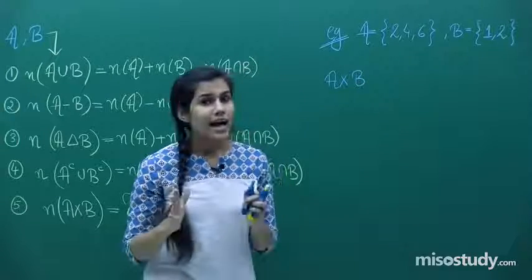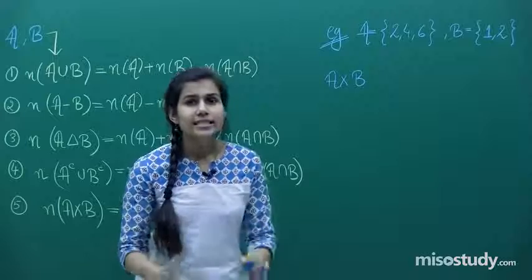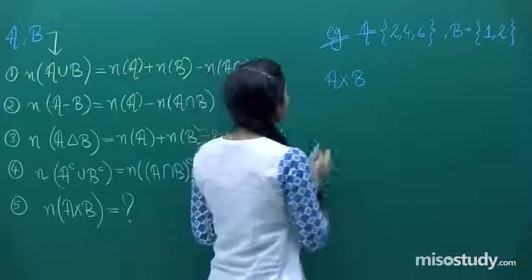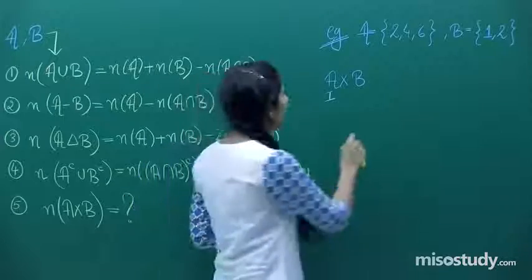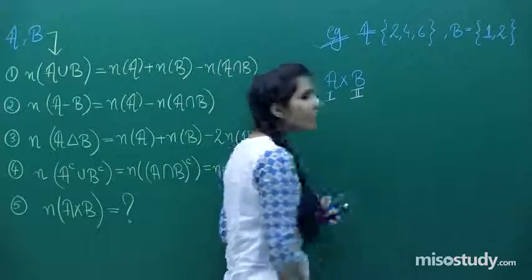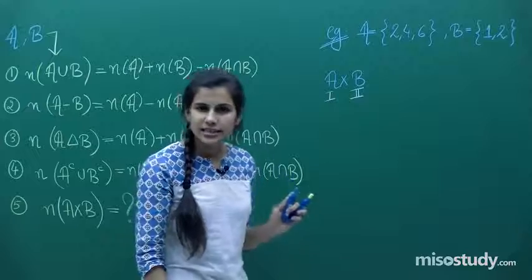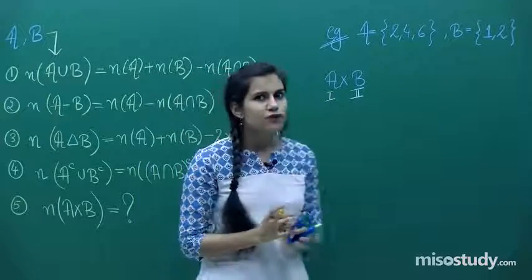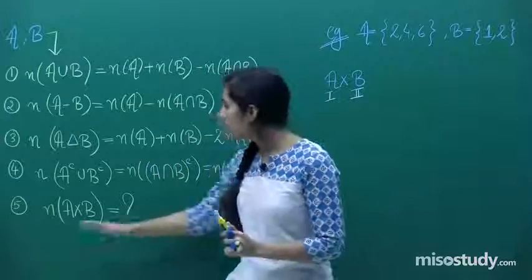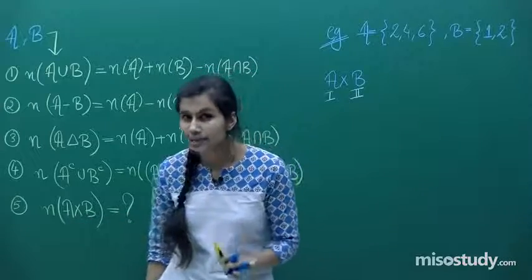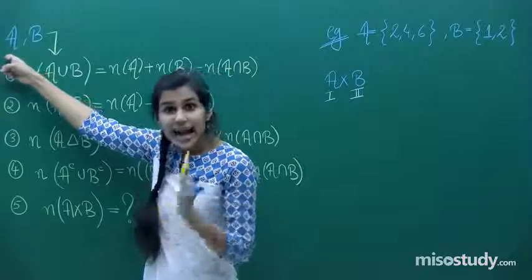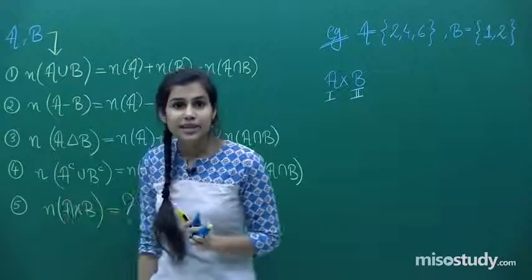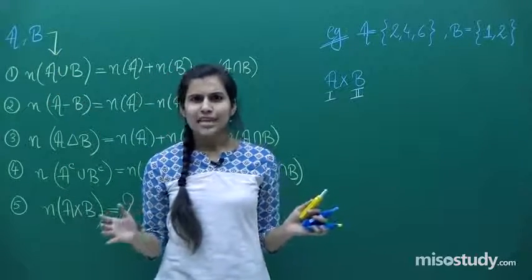The moment I have written A cross B, it is enough to declare that my set A is the very first set and my set B is the very second set. Now, first of all, in order to find out the number of members in A cross B, you should be aware about the number of members in the set A and the number of members in the set B. Do you know that in the example?